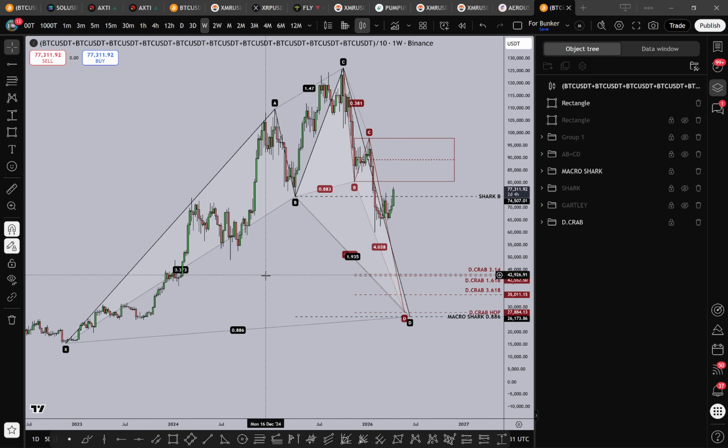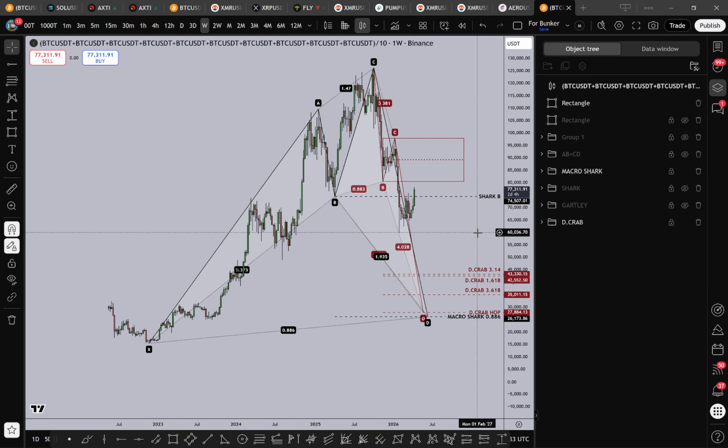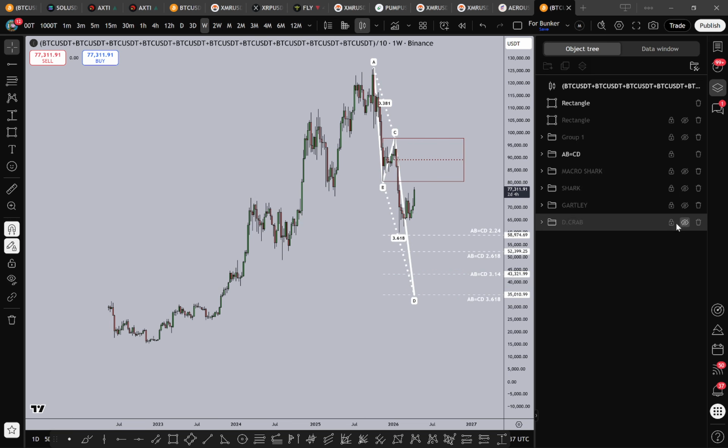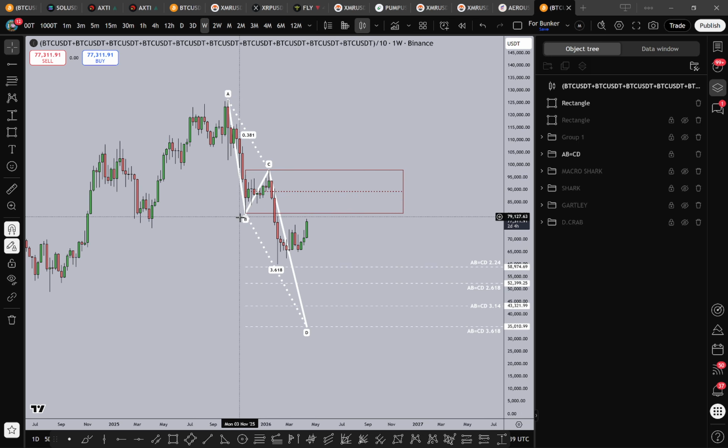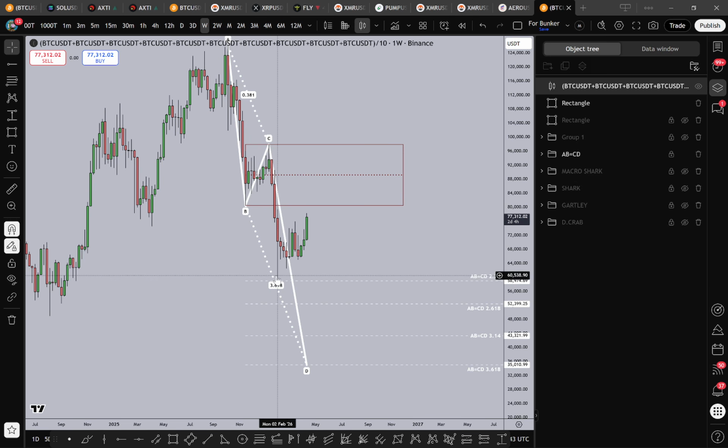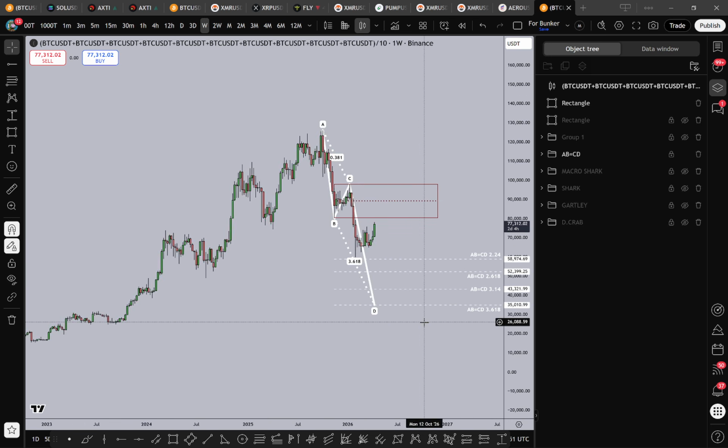I'm just putting these on because for now, all of them are valid as potential ideas. And last but not least, of course, we've got the ABCDs, right? A, B, C, there's the 382. So the 2.24, which hasn't been hit, it's been front run. There's the 2.618 at 52,339. There's the 3.14 at 43,321. And again, the 3.618 at 35,01.